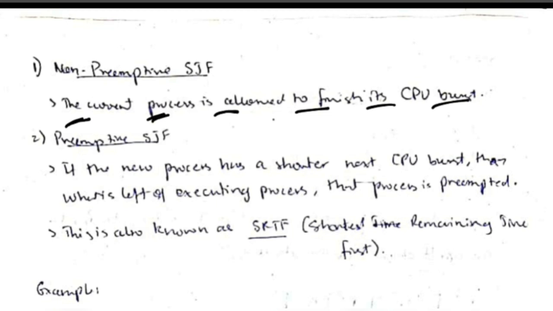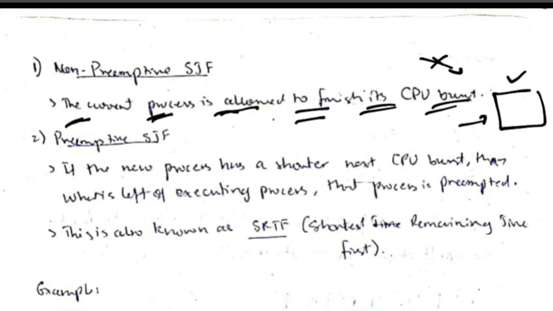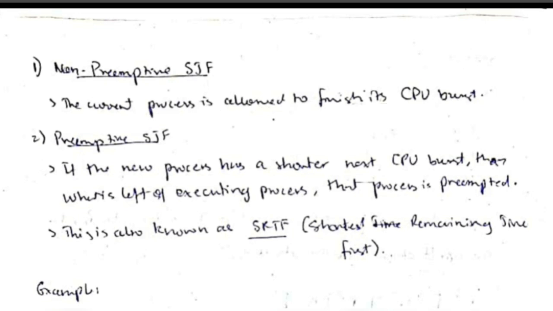In non-preemptive, the current process is allowed to finish its CPU burst. That means if a task is going on, another task can't come in the middle. When this task gets over, only then can another task execute. The second one is preemptive. In preemptive, if this task is going on and another task is taking lesser time than the remaining time of this task, then that one will be executed and this task will be paused. I will explain that with an example.